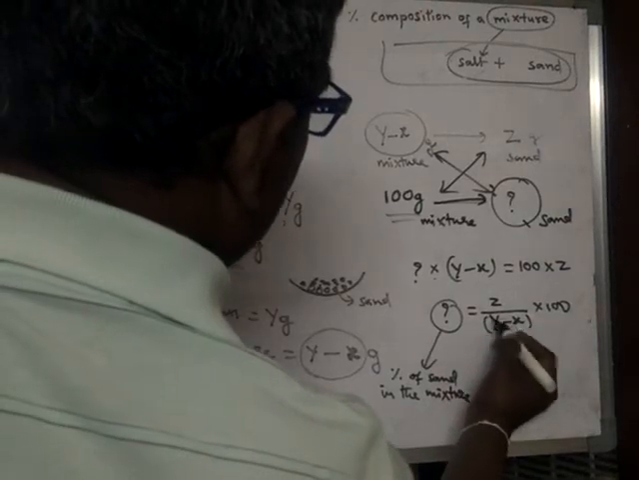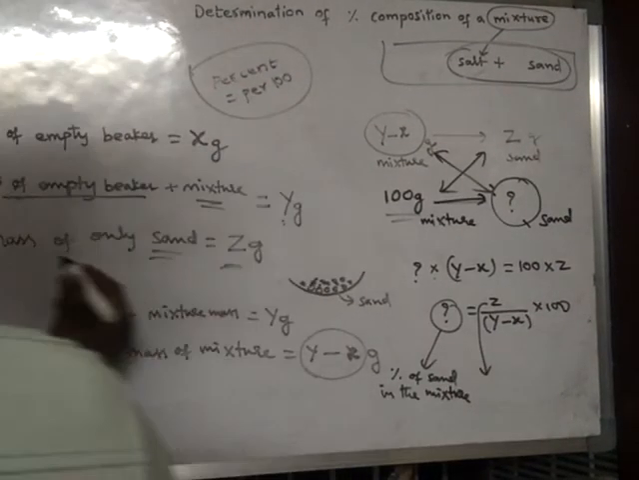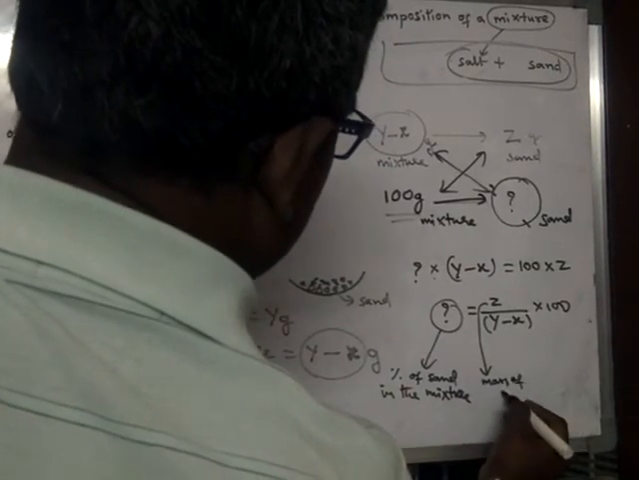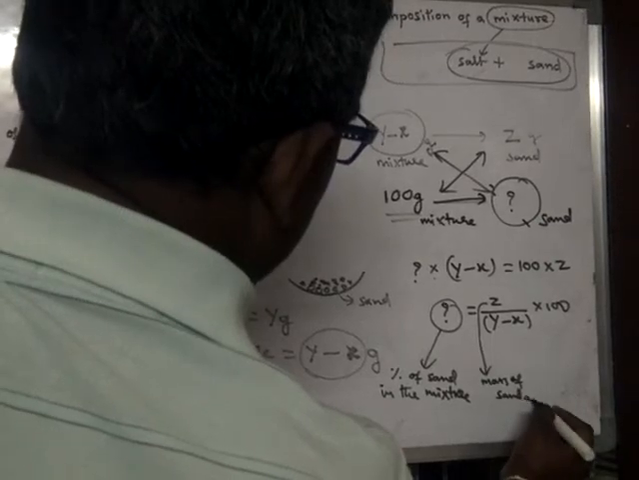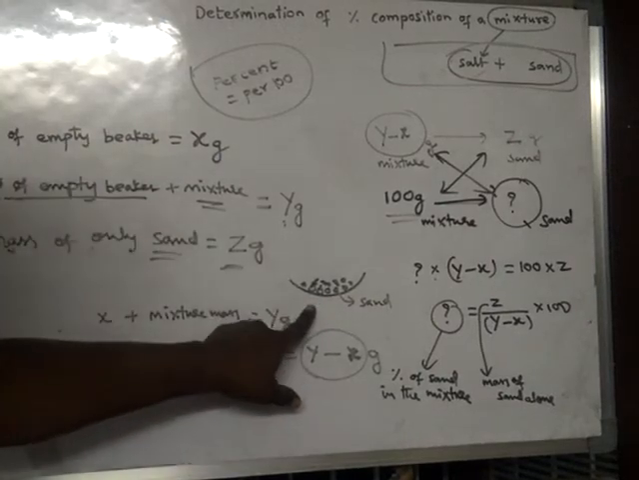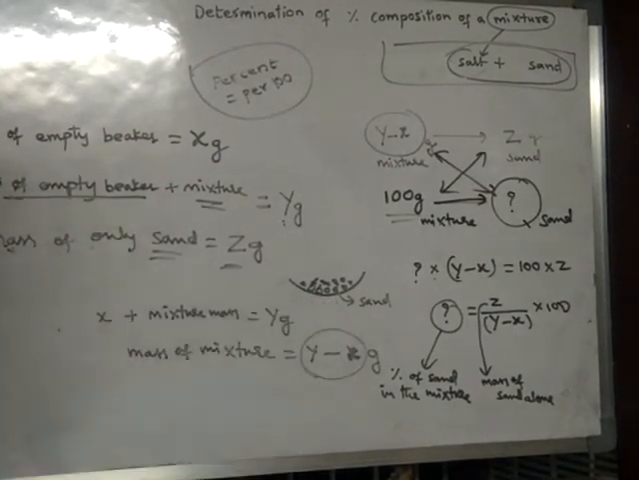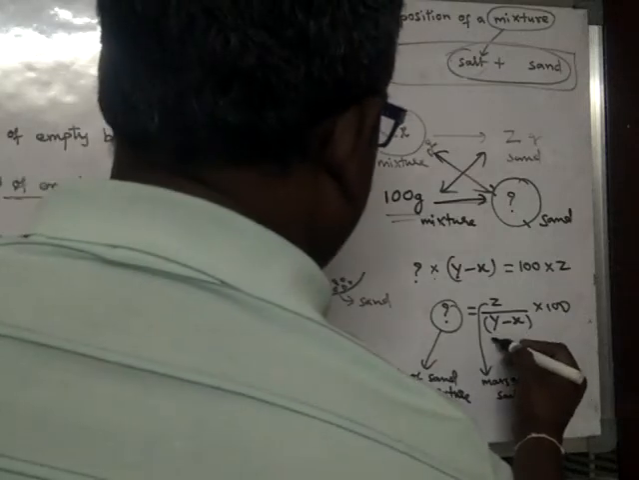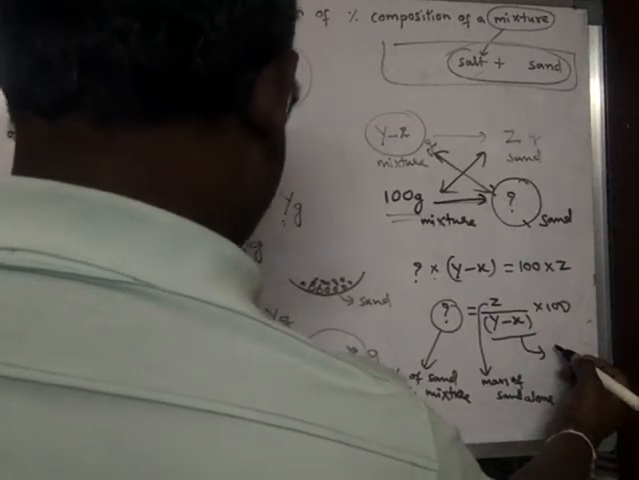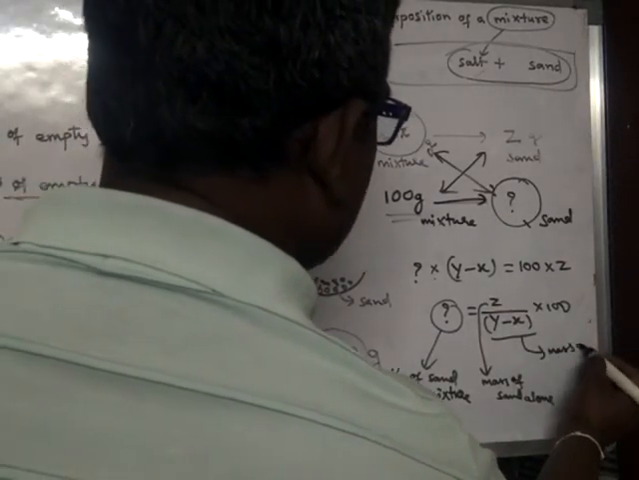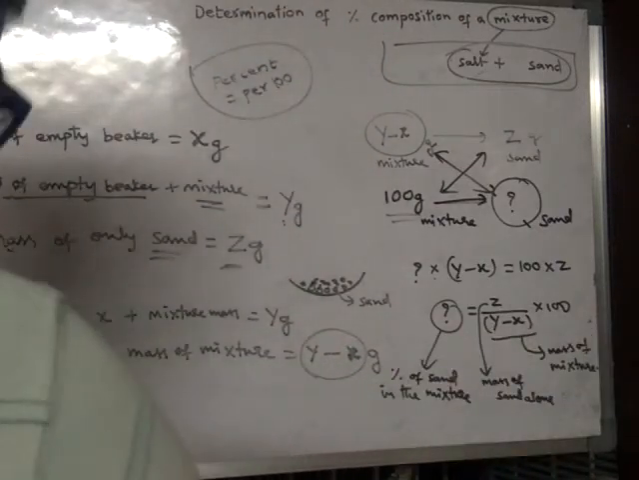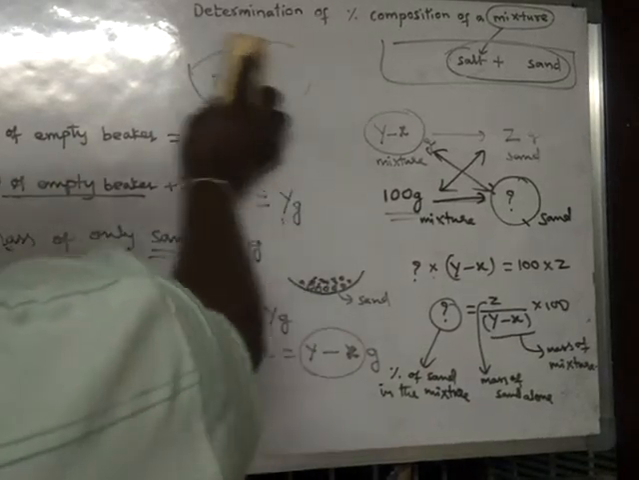Then what is Z? Z is the mass of sand alone. We got this mass of sand alone after doing filtration. And Y minus X is nothing but the mass of mixture. So finally we can write the formula like this.